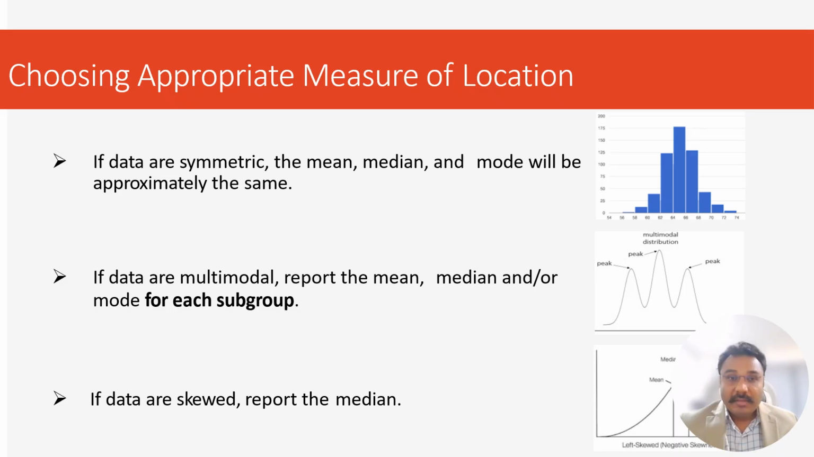values. If the data are multimodal, you see the second example, meaning there are multiple peaks in the distribution, it may be useful to report the mean, median, and mode for each subgroup. Understanding the shape of the distribution helps select the most appropriate statistical measure and avoid misleading conclusions. This is particularly important in business analytics because incorrect interpretation of the average can lead to poor decision making.